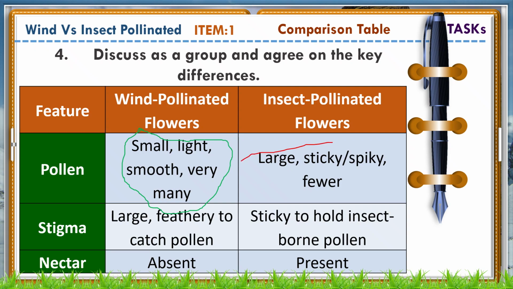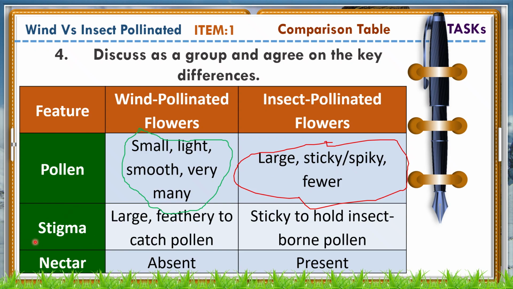Whereas if you look at the insect-pollinated flower, you are going to see that the pollen grains are very large. They are sticky and some are spiky, and they are produced in few numbers. Why? They are produced in few numbers because they are carried by pollinators from the stamen to the stigma, and they are sticky and spiky so that they can attach themselves to the stigma from the pollinator.